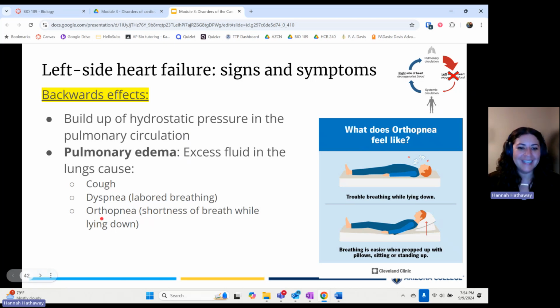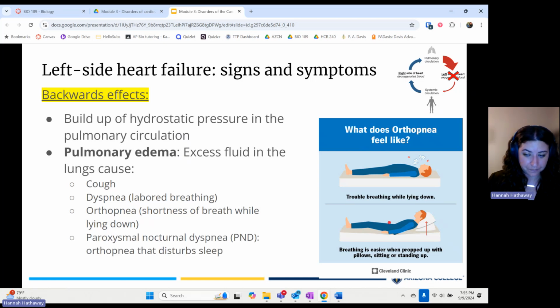So orthopnea is shortness of breath specifically while lying down. If you're standing upright, you might be okay. If you lie all the way down, essentially that fluid in the lungs is going to make a bigger difference and kind of flatten the lungs. It's going to make more difficulty breathing. So for that person, if they prop themselves up with some pillows, now they're going to be able to breathe a lot easier. So that is a classic symptom of left side heart failure.